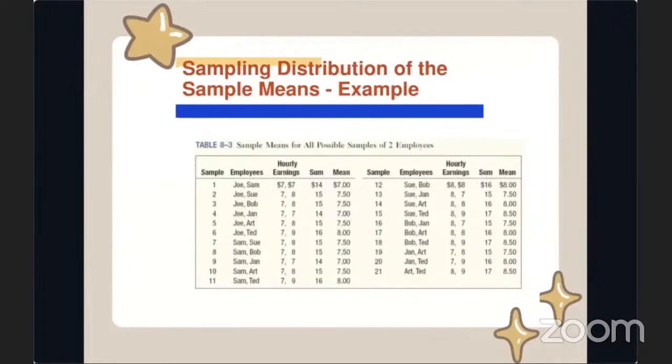This is the next example about sampling distribution of sample means. And this is all about the sample, employee hourly earnings, the sum, and the mean of the sample employees' hourly earnings.